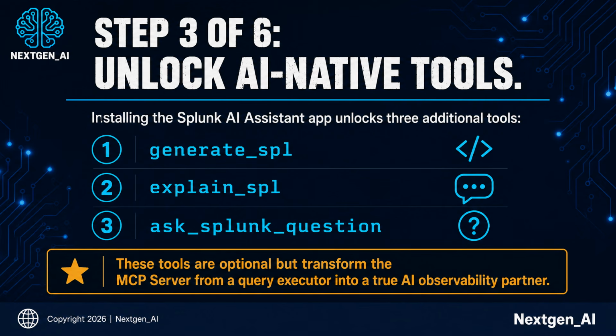The Explain SPL tool works in reverse. It takes an existing SPL query and generates a plain English explanation of what it does. This is invaluable for onboarding junior SREs who inherit complex, undocumented search queries. The Ask Splunk question tool allows the agent to query Splunk's official product documentation directly, enabling it to troubleshoot configuration issues without leaving the agentic workflow. Together, these tools make the AI agent a genuinely capable Splunk operator.